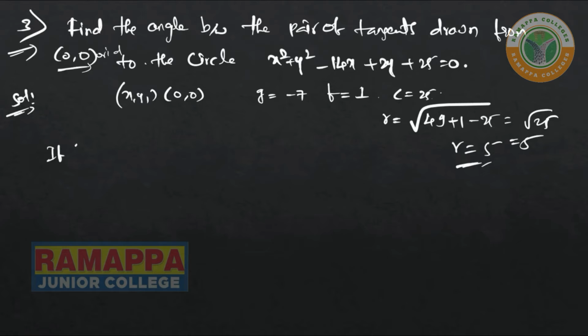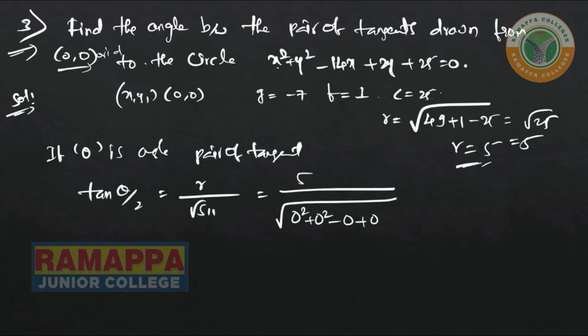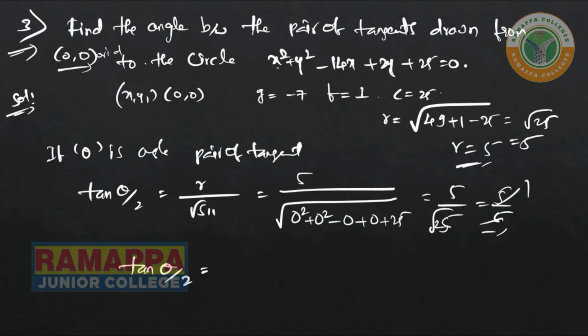Now if theta is the angle between the pair of tangents, what is the formula? Tan theta by 2 is equal to r divided by root of s11. So r is equal to how much we got? 5 divided by under root of x1 square, 0 square plus 0 square minus 14 into 0 plus 0 plus 25, is equal to 5 by root 25, is equal to 5 by 5. So 5 and 5 will get cancelled. Tan theta by 2 is equal to 1.